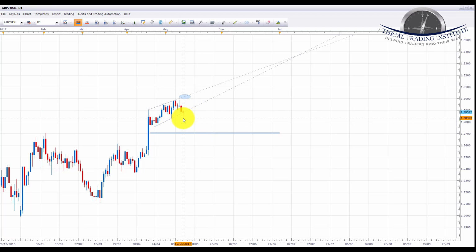However, if we start to break down out of this rising wedge, then I will be looking for a potential pullback to the 1.2700 area of support down here.